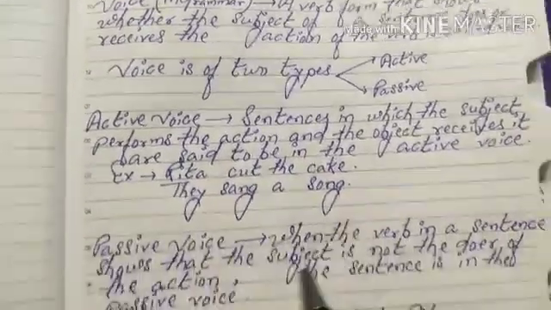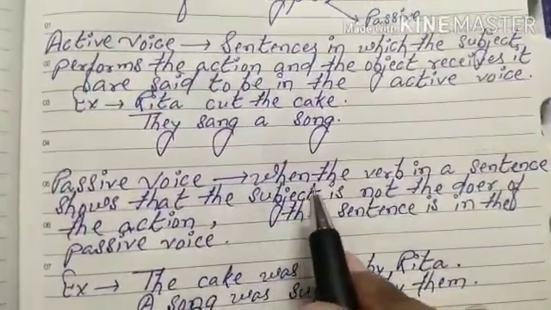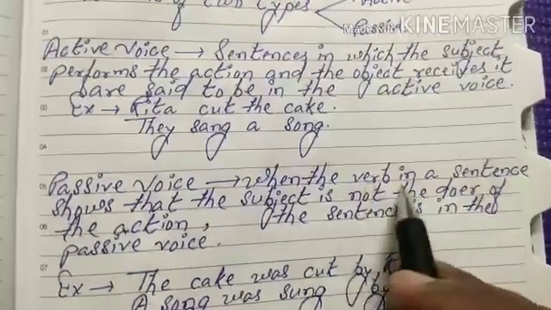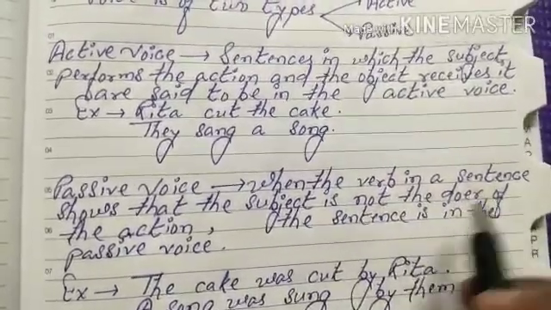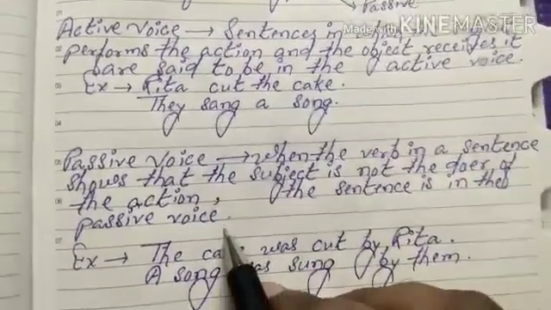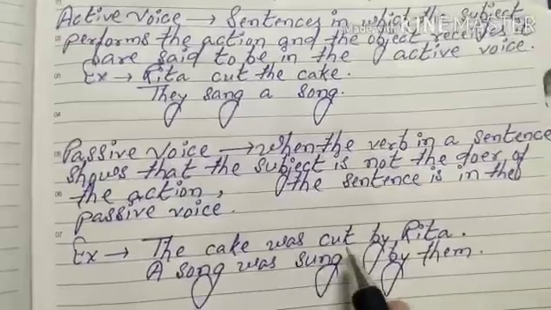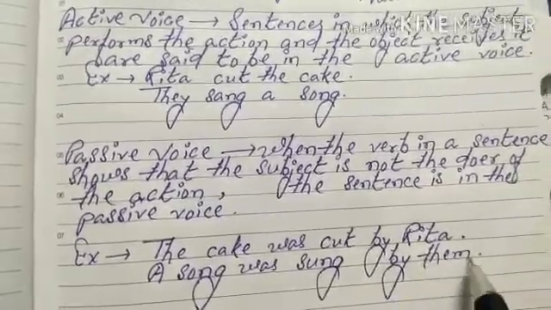Move on to the second definition of passive voice, which is when the subject verb in a sentence shows that the subject is not the doer of the action, the sentence is in the passive voice. As for example, the cake was cut by Rita, a song was sung by them.